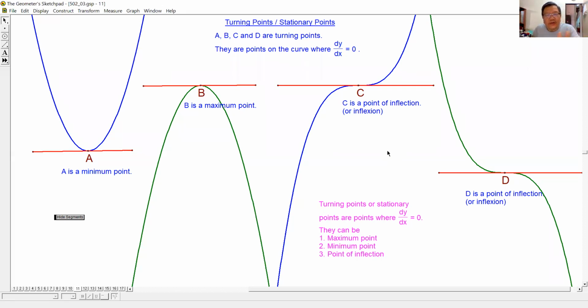Now the points that I've shown you here, A, B, C, D, are called turning points. We want to know why they are called turning points, right? So we look at curve A. This one will go down, down, down, down, down. Then they go up again. So at this point A, they start to turn up again. So it's called a turning point. This one B, they go up, up, up, up, then they come down again. So they turn, then they come down again. So this point B is called a turning point.